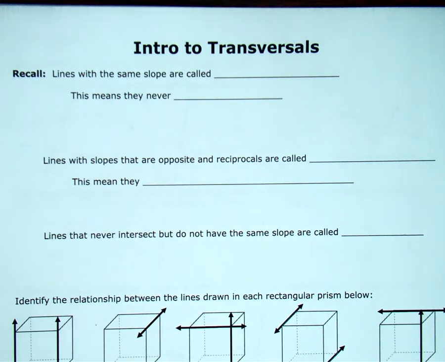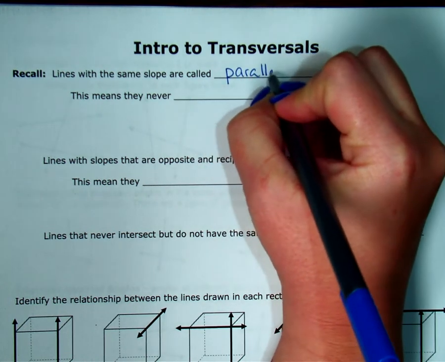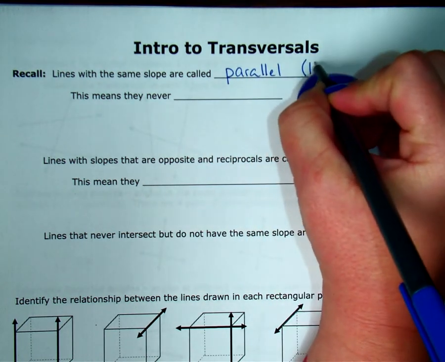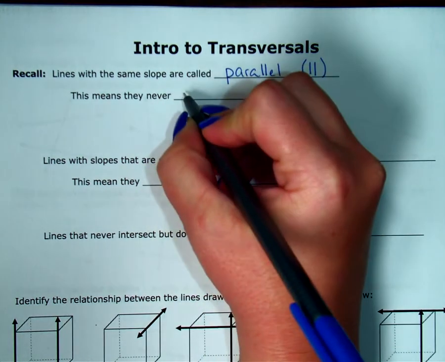Hi, in today's lesson, we're going to be looking at the ways that lines interact with each other. So recall, we've already looked at some pairs of lines. We said lines that have the same slope are called parallel. And the symbol for parallel is just two little parallel segments. And parallel lines never intersect.